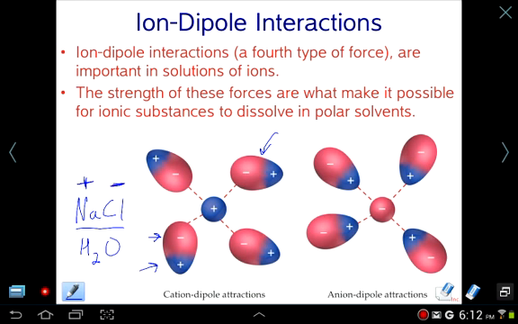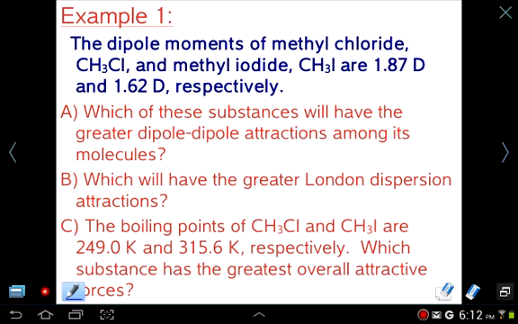And the reason why water is such a great solvent, that is, it can dissolve many substances, is because water has such a high polarity, essentially because of hydrogen bonding. So water is actually very good at dissolving many salts, many ionic compounds.